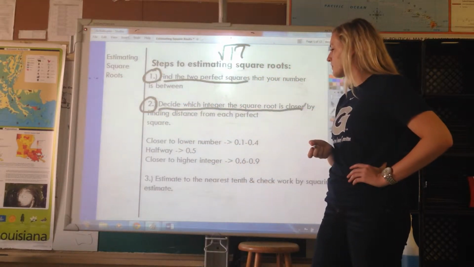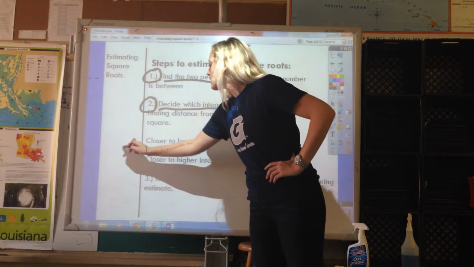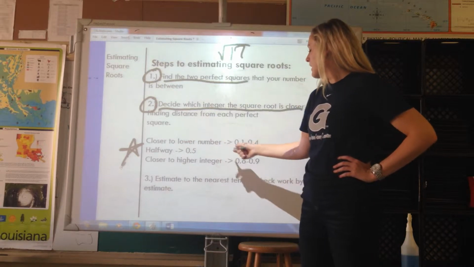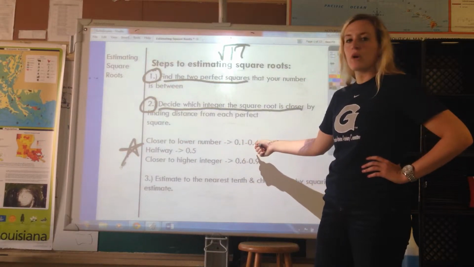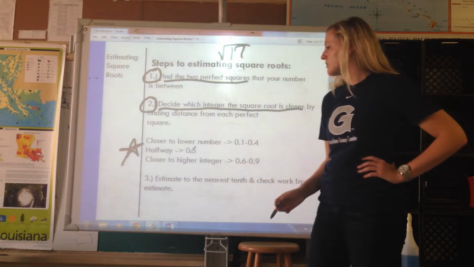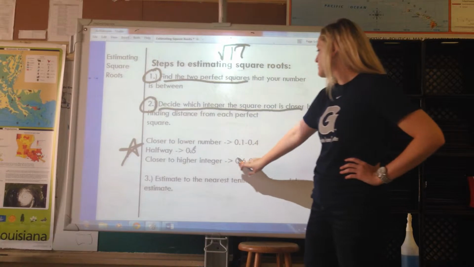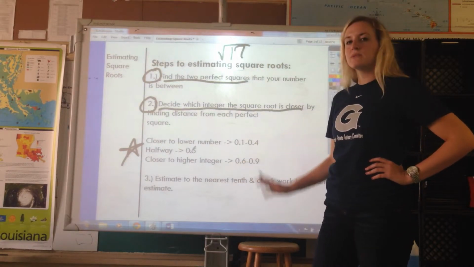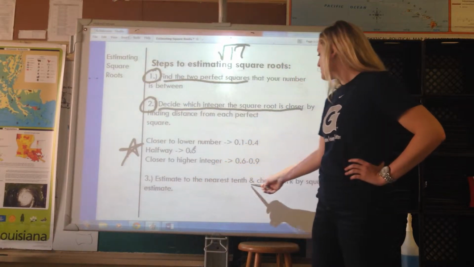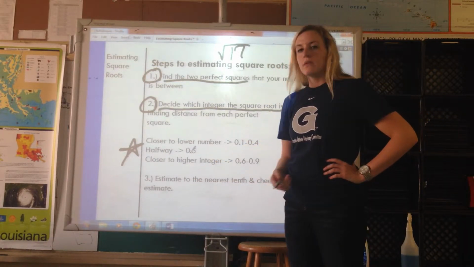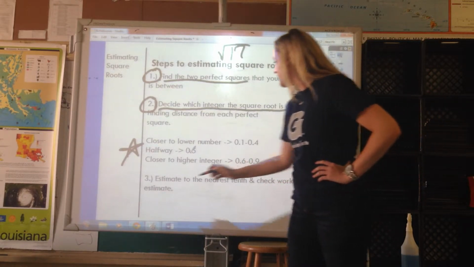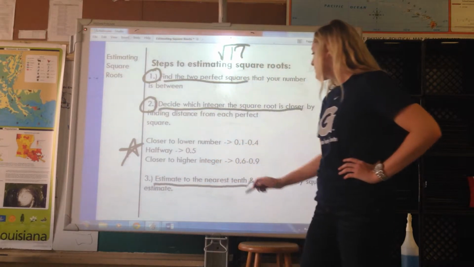And this part, I do want you to write down. If it's closer to your lower number, it'll be between 0.1 and 0.4 for its decimal. If it's halfway, it'll be 0.5. If it's closer to the higher integer, it'll be between 0.6 and 0.9. This will all make sense once we start doing examples. I then want you to estimate that number to the nearest tenth and check the work by squaring your estimate. All right, so make sure that you have estimate to the nearest tenth on your notes page.